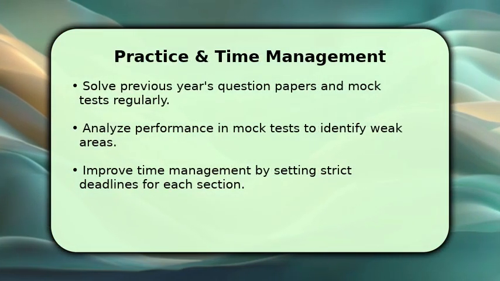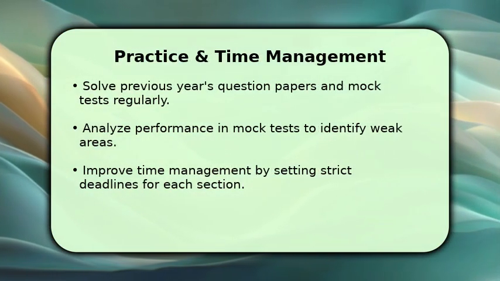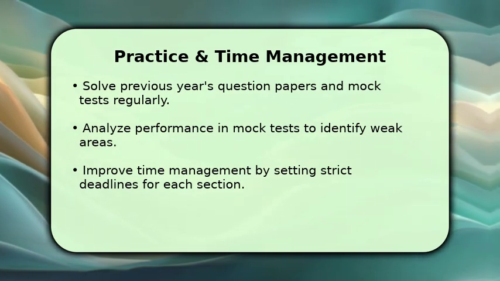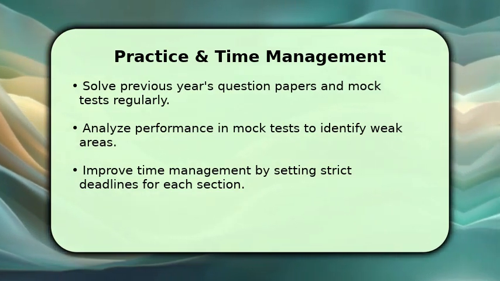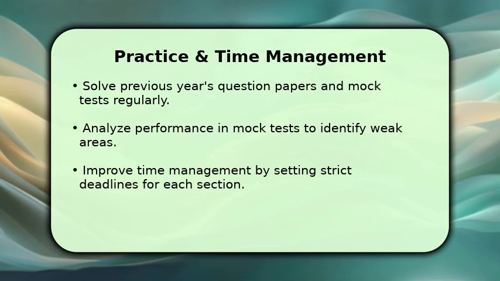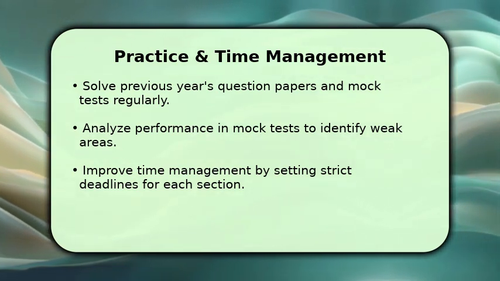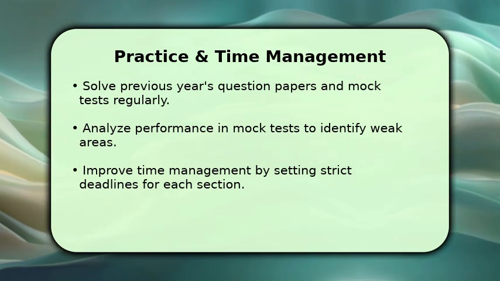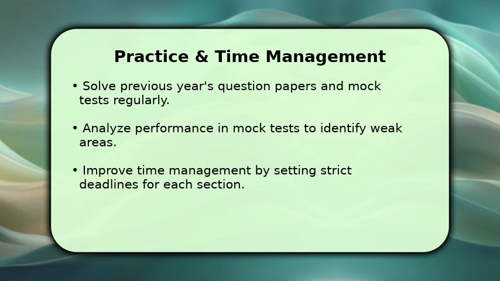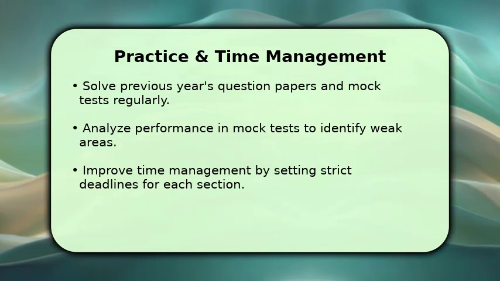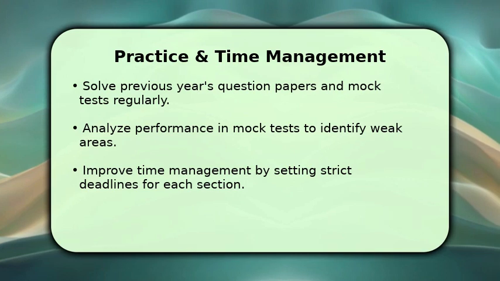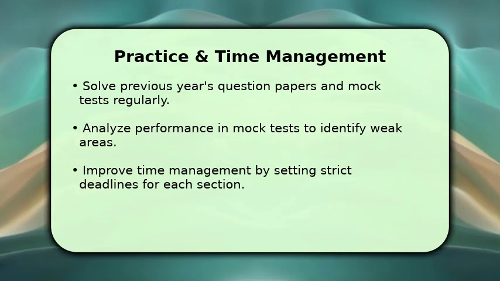Consistent practice is key. Solve numerous previous year's papers and mock tests. After each test, thoroughly analyze your performance to pinpoint weak areas and understand mistakes. Work on improving your time management by setting strict deadlines for each section. Try to complete the quantitative aptitude section within 20 to 25 minutes.